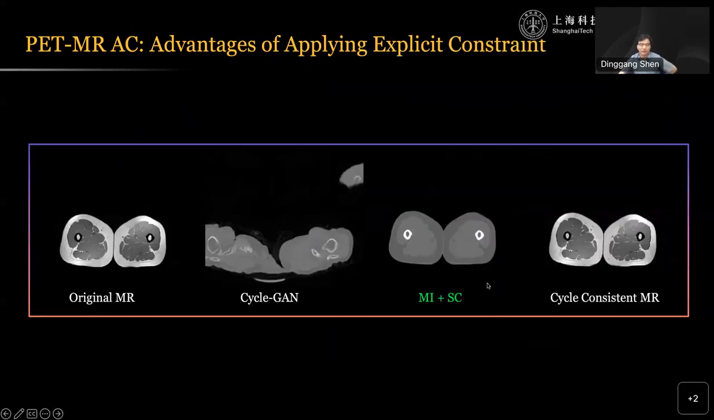By using this, you can see that if we use mutual information plus shape consistency, the MR image going to the CT, and the CT coming back to the MR image, these three images are very similar. Without using these two loss functions, as we already mentioned before, the image doesn't have any constraints in the CT domain. They are not necessarily similar in shape to the original MR images.